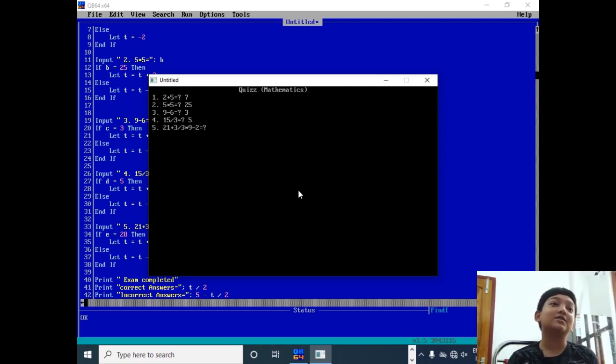Then 21 plus 3 divided by 3 multiplied by 9 minus 2. Each and everything is there. 3 divided by 3, 1. 9 multiplied by 1, 9. 21 plus 9, which is 30. 30 minus 2, 28.